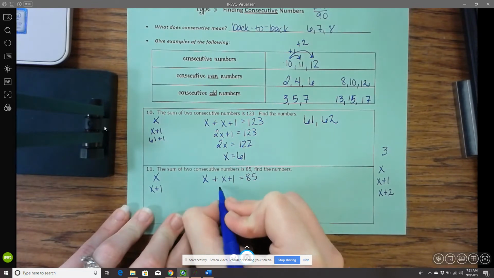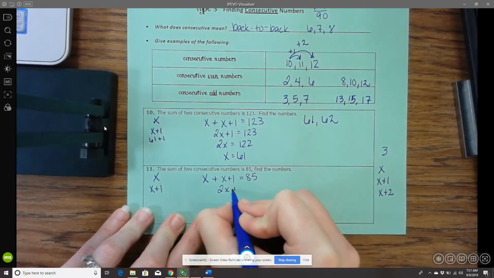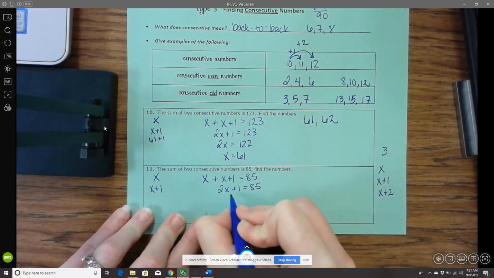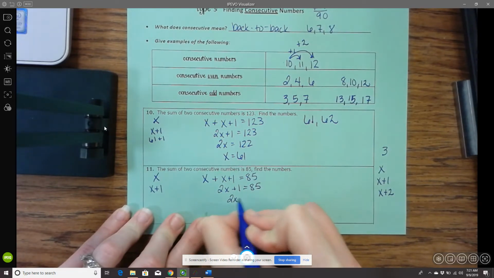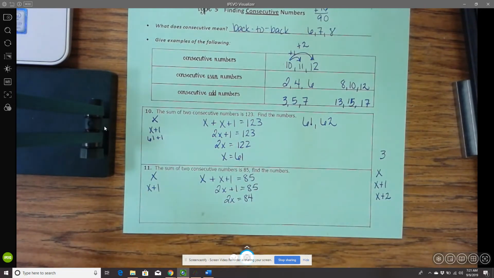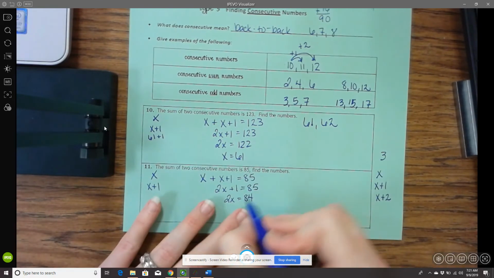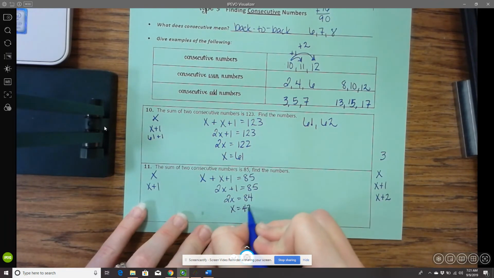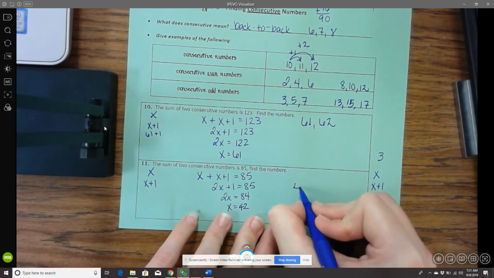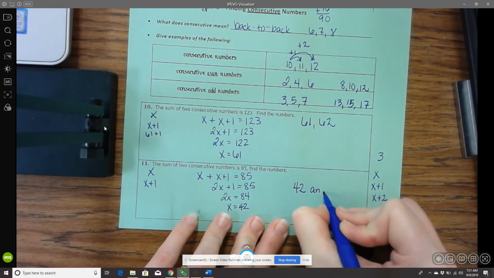So here, if I combine like terms, I would have 2x plus 1 equals 85. Subtract the 1 from both sides, and then divide 84 by 2. X is going to equal 42. So my consecutive numbers would be 42 and 43.